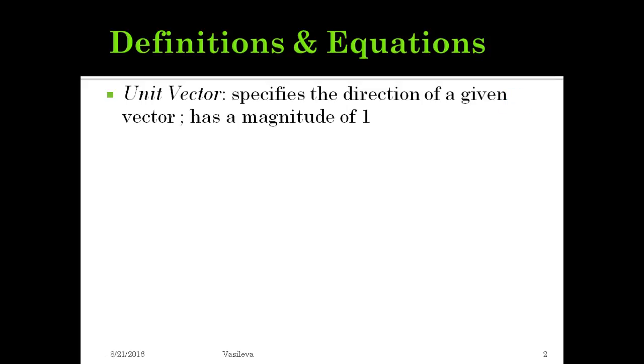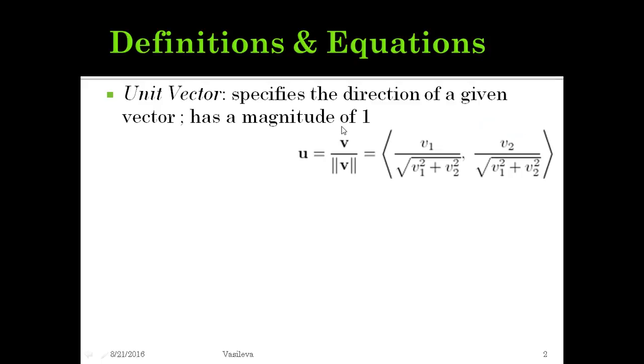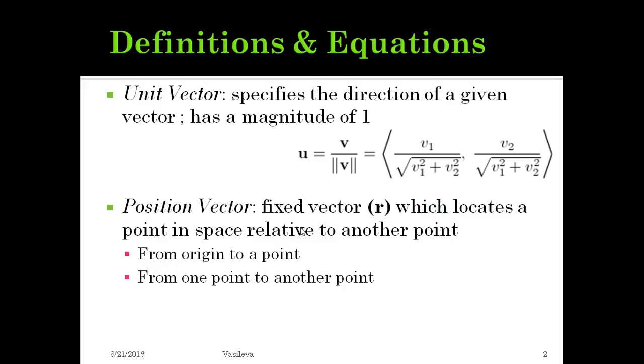A unit vector specifies the direction of a given vector and it has a magnitude of 1. We determine the unit vector by taking a vector and dividing it by its magnitude, which you'll need to know. A position vector is a fixed vector r which locates a point in space relative to another point, so it could either be from the origin to a certain point or from one point to another.